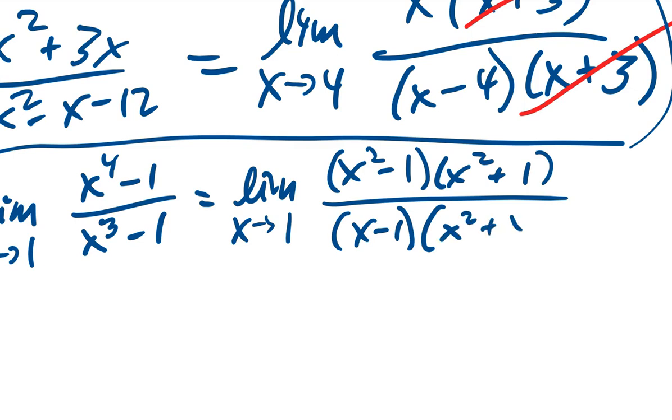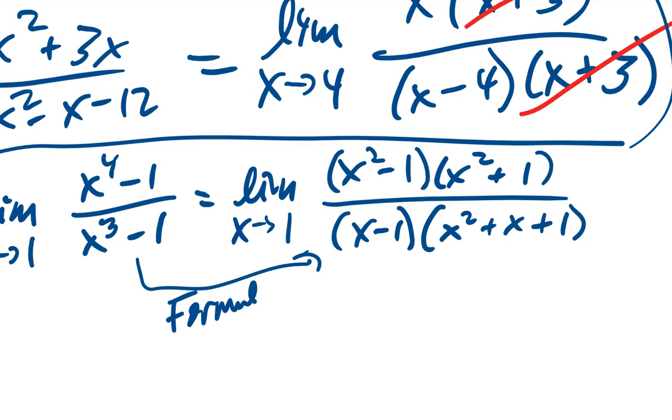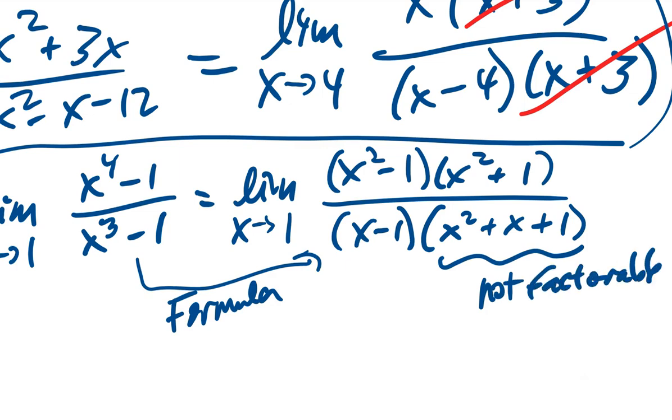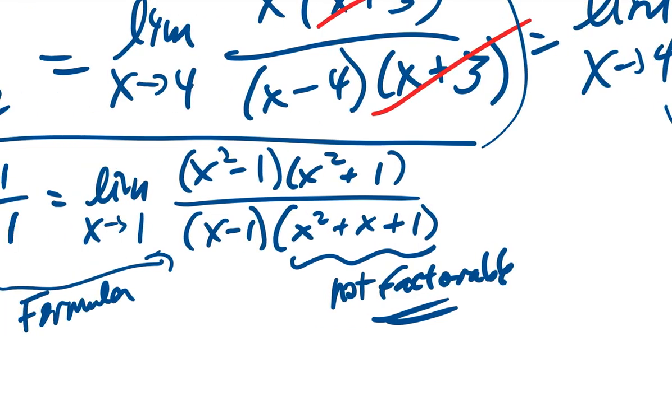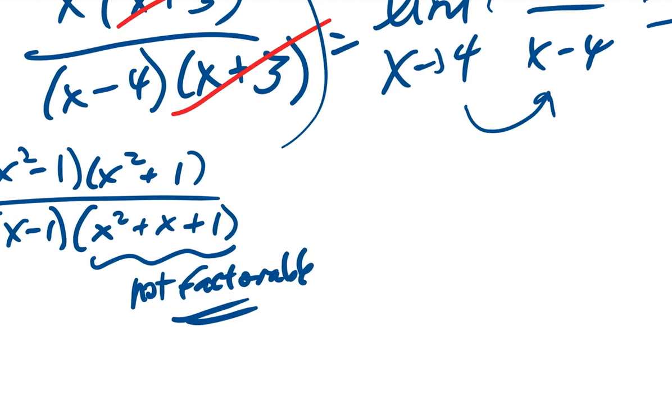So this is x squared plus x plus 1. There's a formula that I'm using here. When you use that formula, the second parentheses is not factorable. So you can't ever factor that. Okay, so moving on, we move to the right some more.